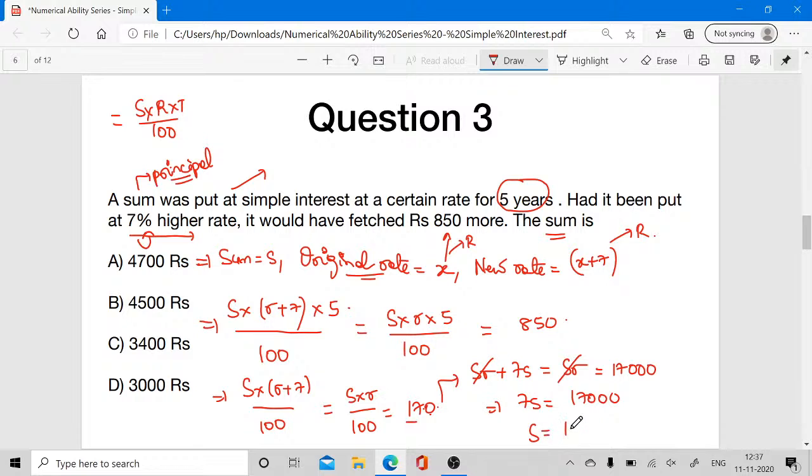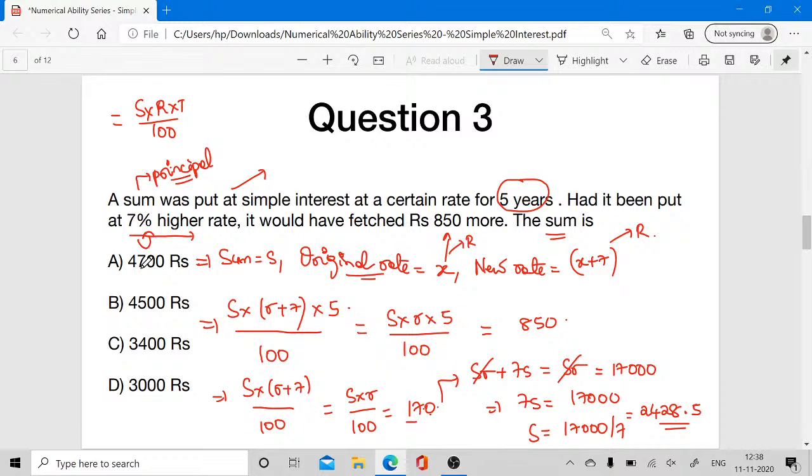So S is equal to what? 17,000 divided by 7. When you do that, you will get the value of S. What is the value of S you will be getting? You will be getting the value of 2428.5.